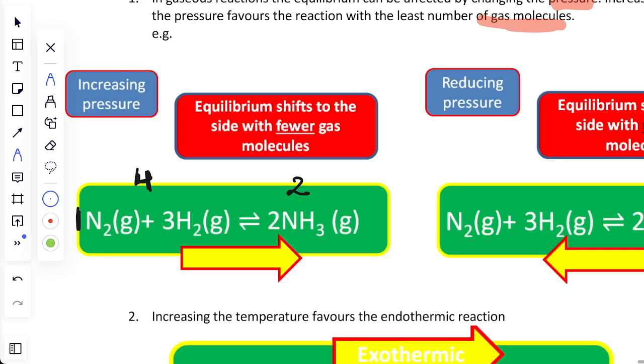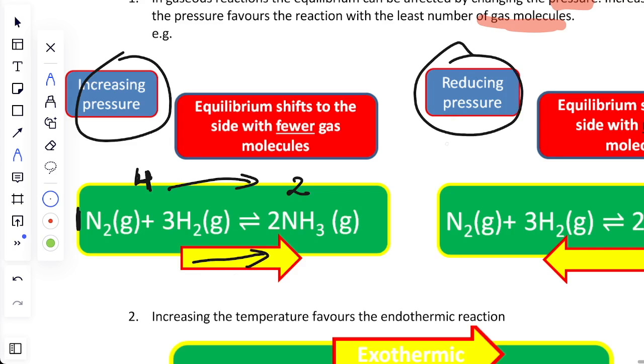So when I increase the pressure, it will favor the side with fewer molecules. That means the equilibrium will shift to the right, as you can see with this arrow. When I reduce the pressure, it will favor the side with more molecules. Here it has 4 molecules, here it has 2 molecules. Hence why it will shift to the left.